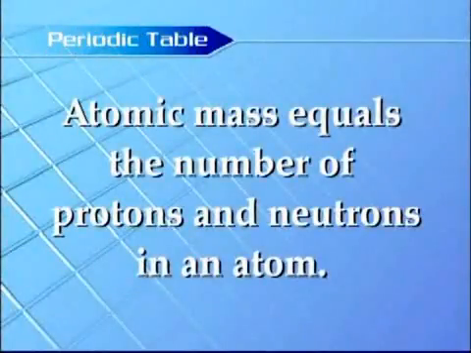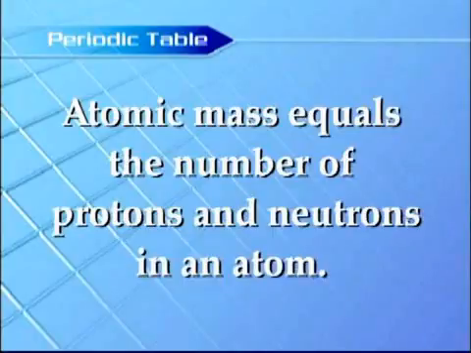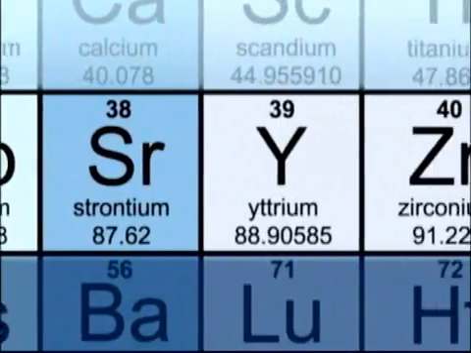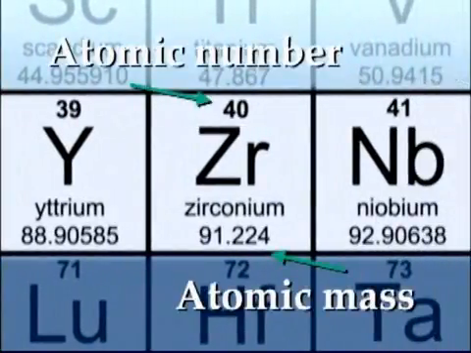Atomic mass is the sum of the mass of an atom's measurable parts, the protons and neutrons. Each one equals 1 atomic mass unit. Electrons are important subatomic particles, but they don't weigh enough to count in the mass number. As the number of protons increase from one element to the next, so does the atomic mass.